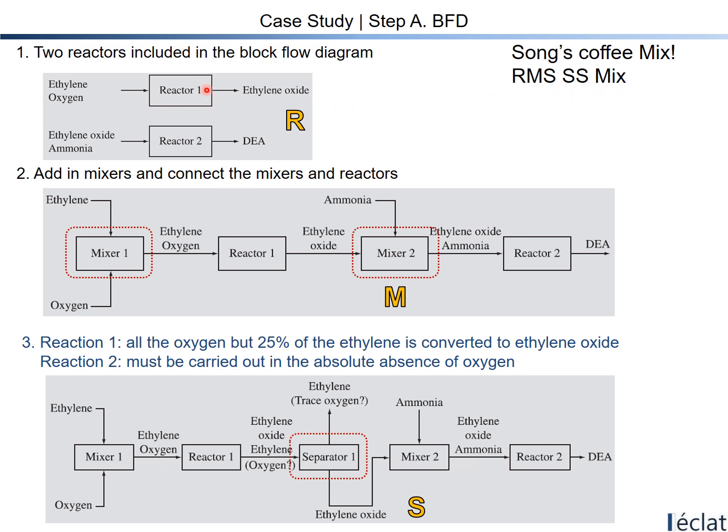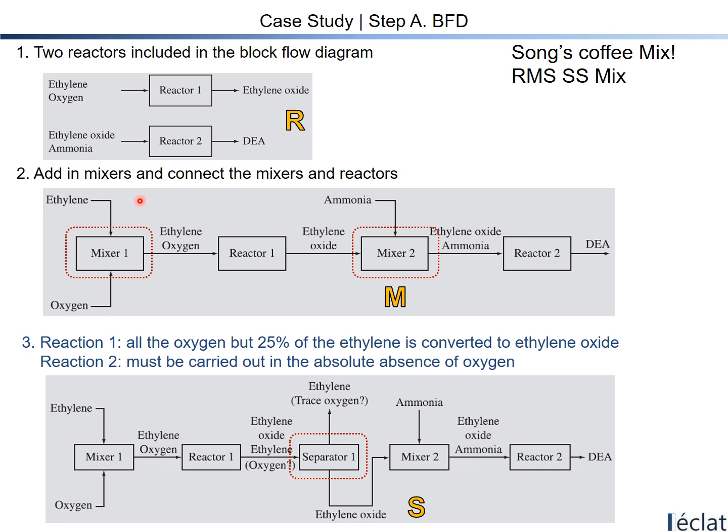As you know, the starting point is the reactor. So we should have two reactors, and the first reactor is about conversion of ethylene plus oxygen into ethylene oxide. In the second reaction, we will make the desired product DEA from the intermediate ethylene oxide plus additional raw material ammonia. So right now we have two blocks separate from each other, and they are reactors.